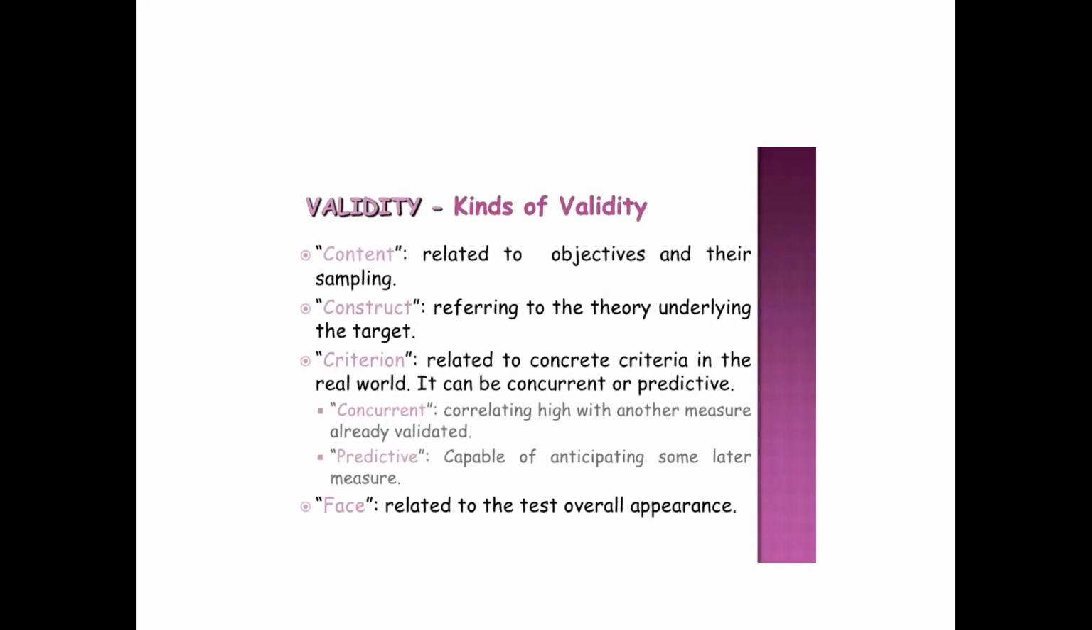We divide validity into 5 types. The 5 types are content validity, construct validity, concurrent validity, predictive validity, and face validity. So we have 3 C's, P and F. Content, construct, concurrent, predictive, and face. We put these 2, concurrent and predictive, together and call them criterion related validity. In other words, criterion related validity is divided into 2: concurrent validity and predictive validity.